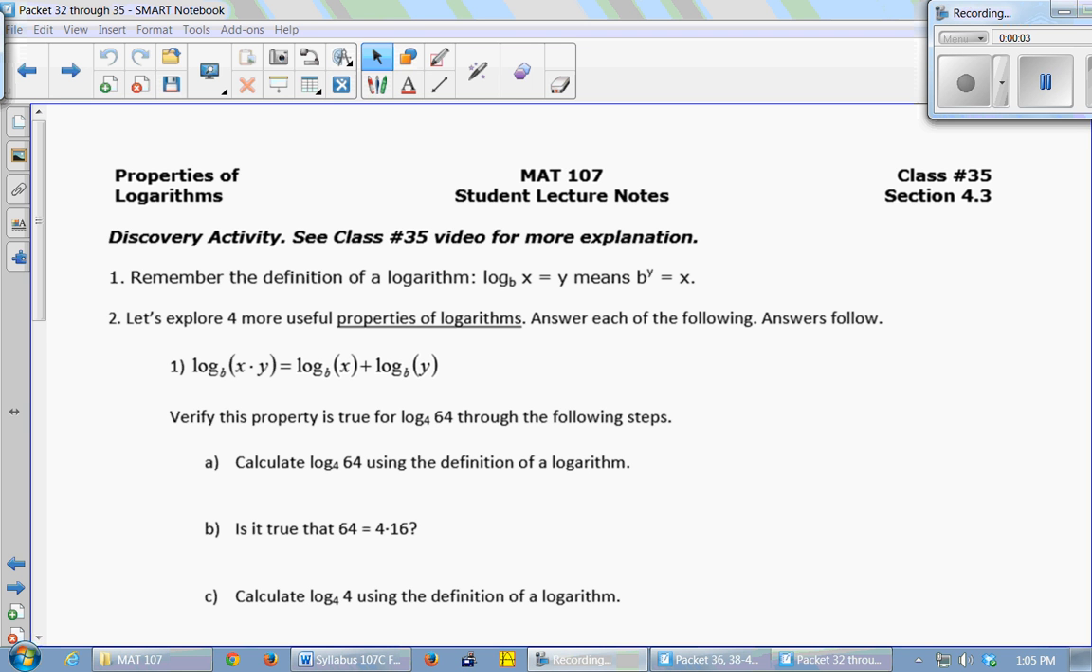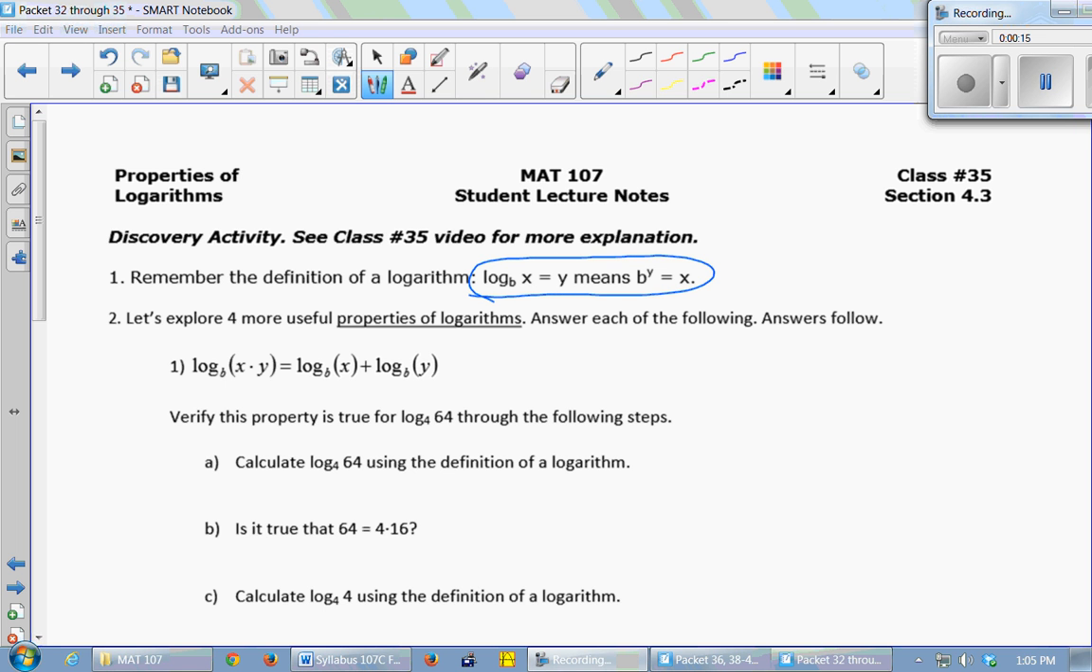5 important properties. The first thing is the definition of a logarithm, which we talked about together in class. This is the class 35 notes that I had asked you to do on your own. So this is a really important thing. Know what a logarithm means. And then there were 4 more useful properties.